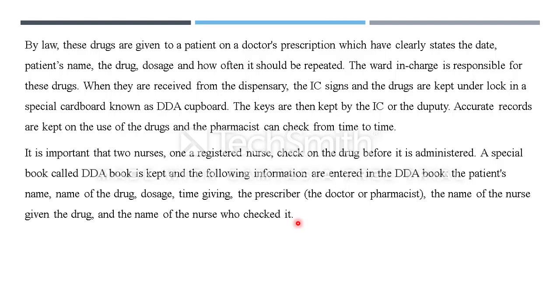There are things to write in the DDA book, which include the patient's name, the name of the drug, the dosage, time given, the prescriber or the one who served the drugs, the name of the nurse giving the drugs, and the name of the nurse who checked it. So all of these must be considered when giving dangerous drugs or drugs that are kept in cupboard 3.